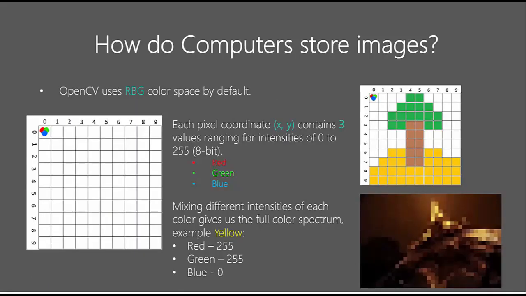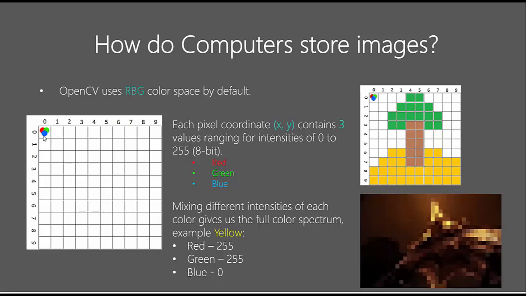So how do computers store images? Now there are many ways this can be done. However, we're going to look into the default method utilized by OpenCV, which is RGB. RGB stands for red, green, and blue. So imagine this 10 by 10 grid I have here represented an image, and at each pixel point, which is what these cells are, we have 3 values, one for red, one for green, one for blue.